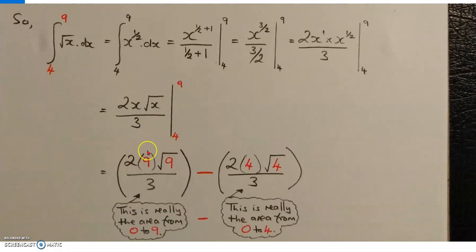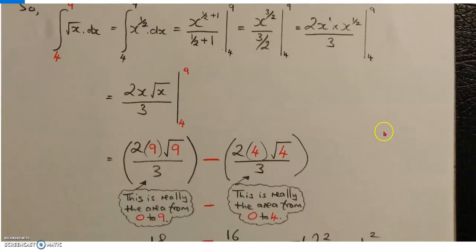So I'm now putting 9 in place of x there, and I'm now putting 4 in place of x there. The value of that is really the area from 0 to 9. Remember the big area? That's what that really stands for. And we're taking away this one when we put this limit of 4 into this thing here: 2 times 4 times the square root of 4. All of that is really the area from 0 to 4. So we're taking this smaller area away from the bigger area, and that will give us the area that's left over from 4 to 9.